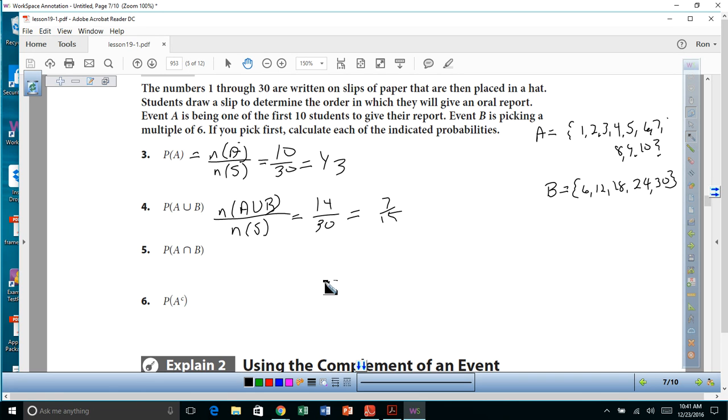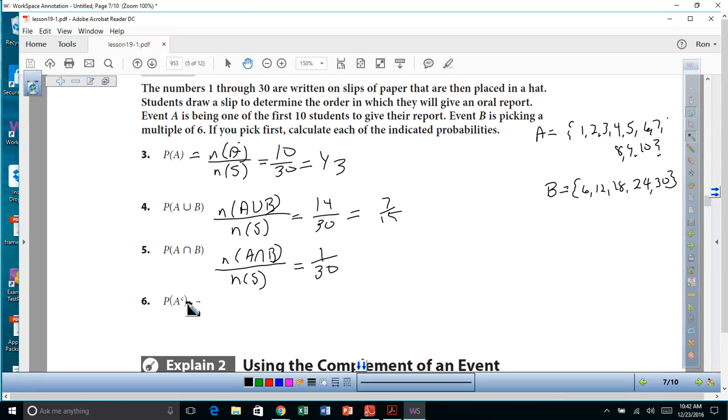7/15, right? The probability of A intersection B would be the number of A intersection B, what's in both, over the number of S. So what's in both? Well, you got a 6 here and a 6 there, so that's going to be 1 over 30, right? All right, good.